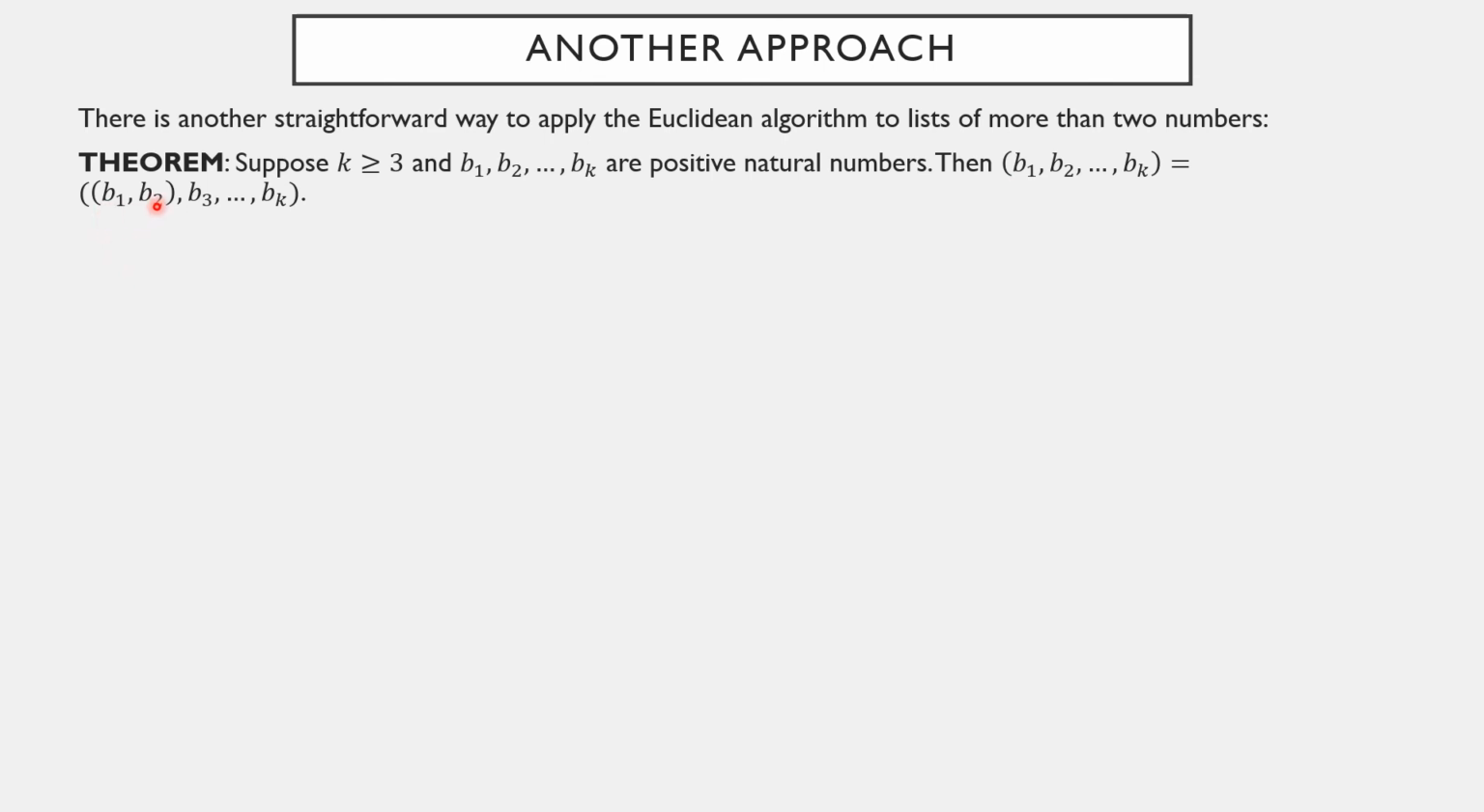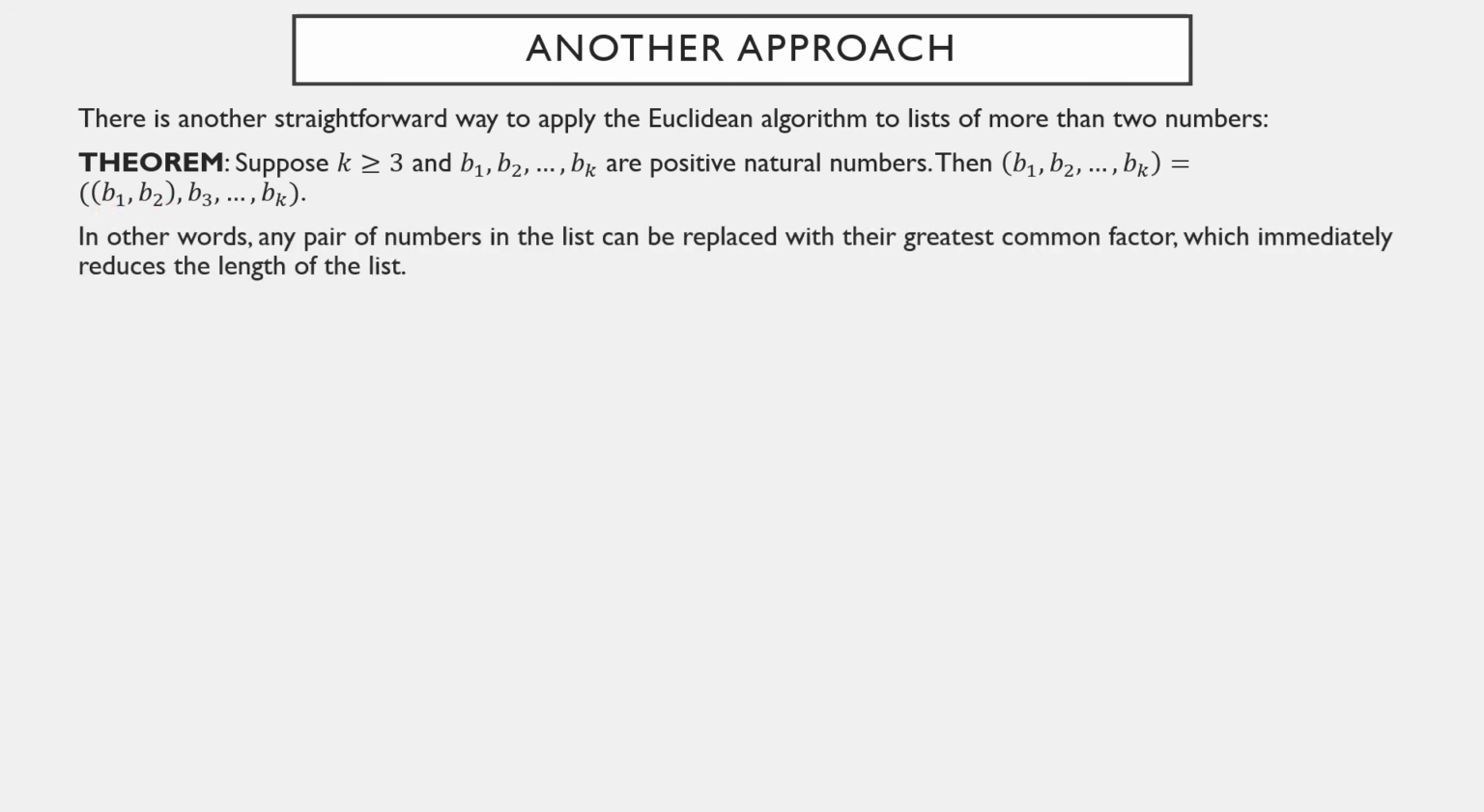Here, B1 and B2, I find their greatest common factor first. This parenthetical term is now one integer, whatever the greatest common factor of B1 and B2 is. Then I make that the first element of the list, and I leave everything else alone. So instead of 2 separate numbers in the list, this is now one number, the greatest common factor of whatever those first 2 were. And that's really what we're doing, okay? Any pair of numbers in the list, instead of having them as two separate numbers, compute their greatest common factor and make that now a single number in the list. And that immediately reduces the length of the list until you're down to two numbers and you can just apply the Euclidean algorithm.